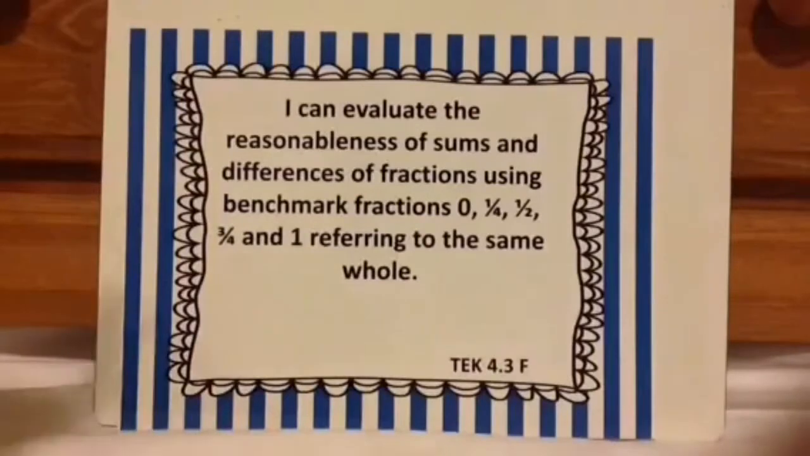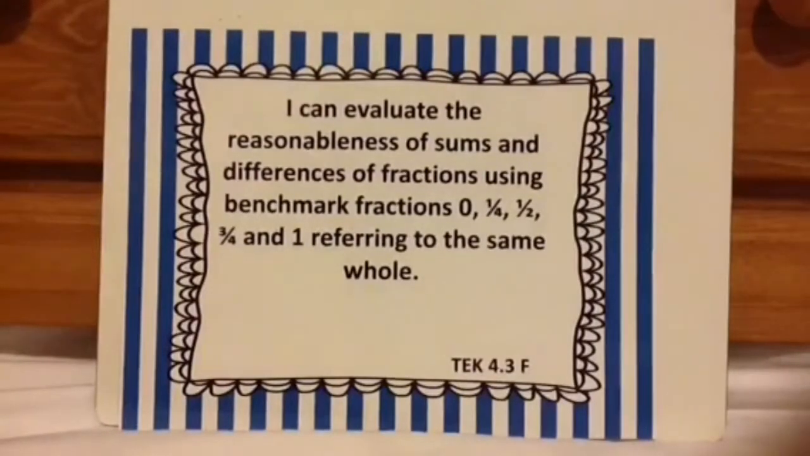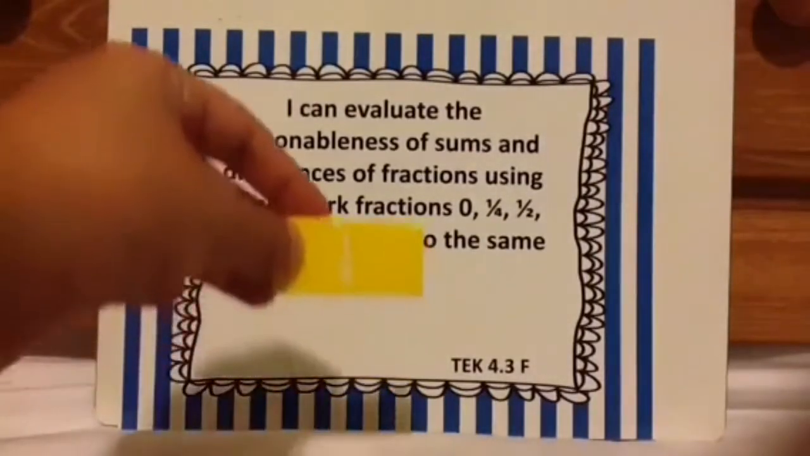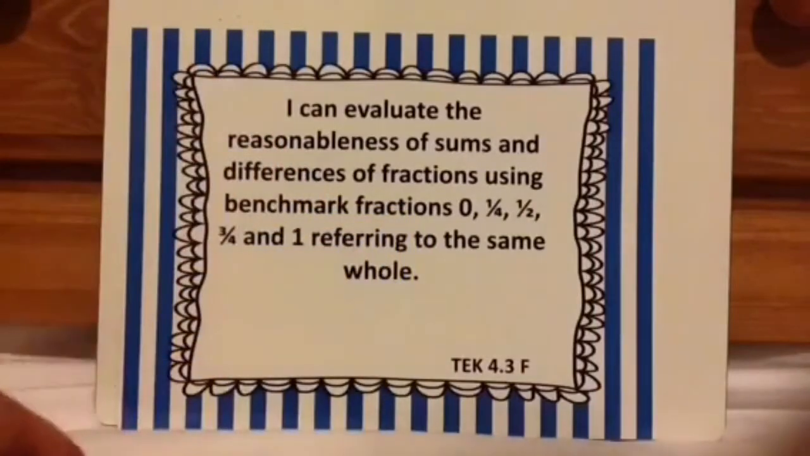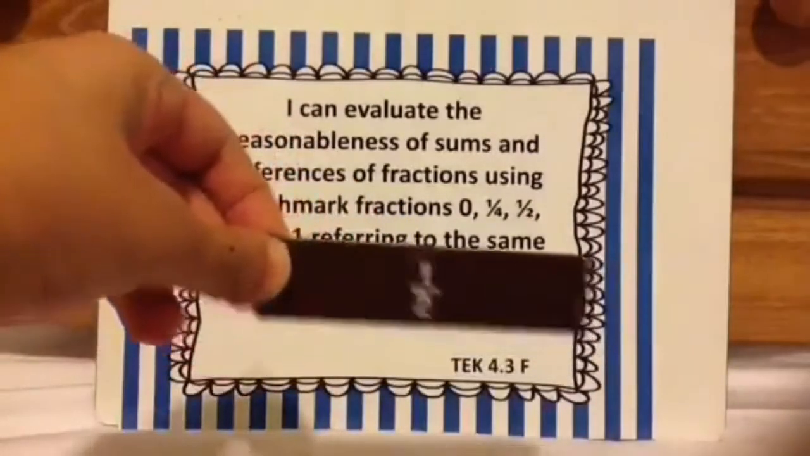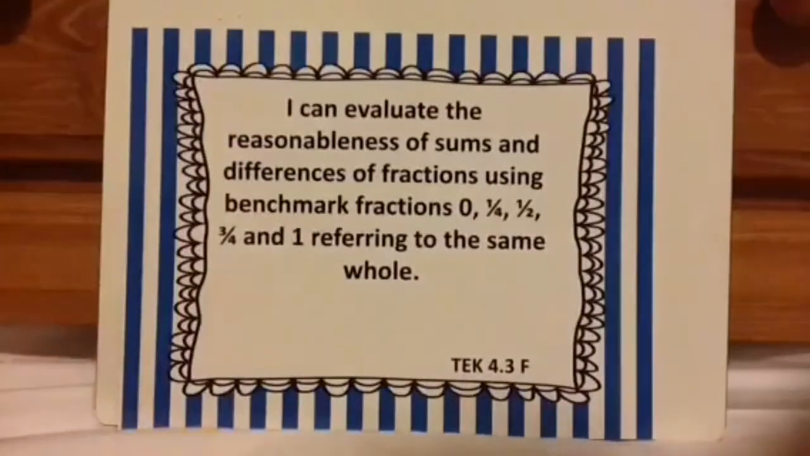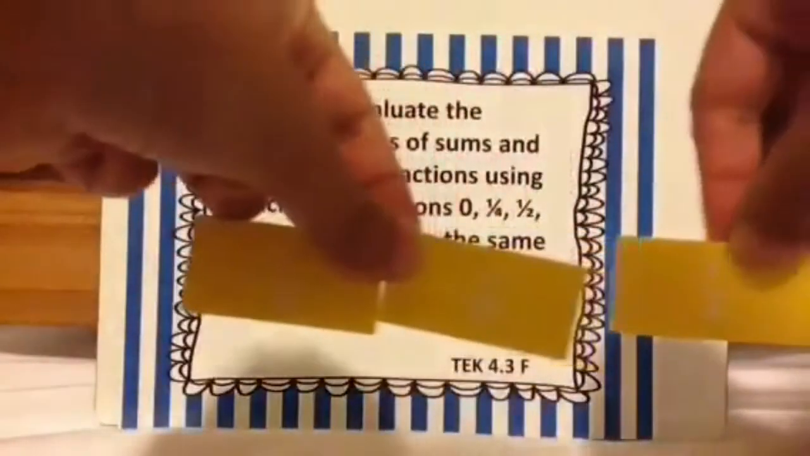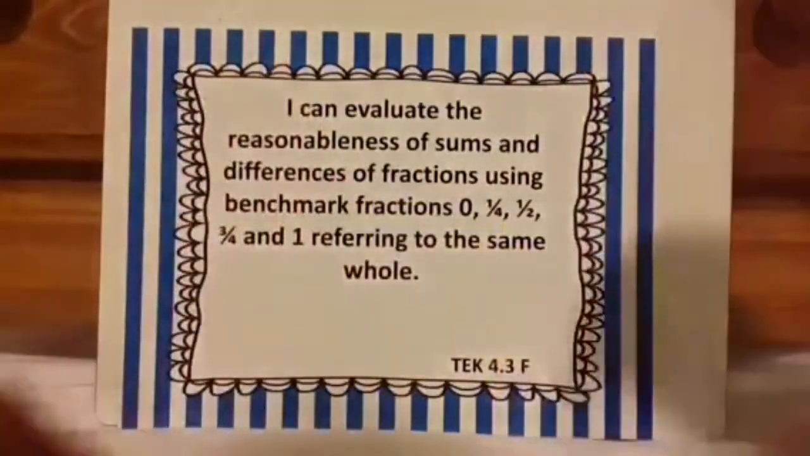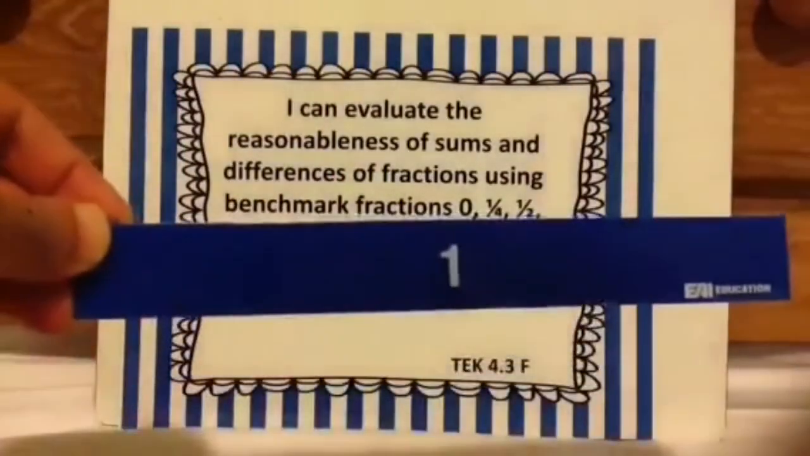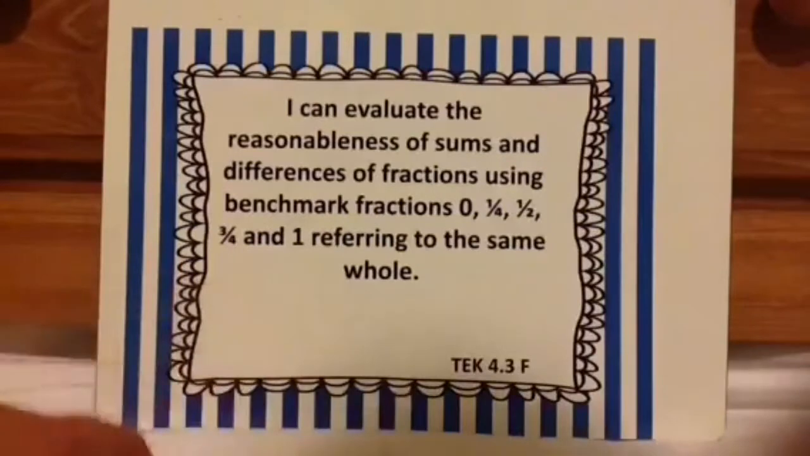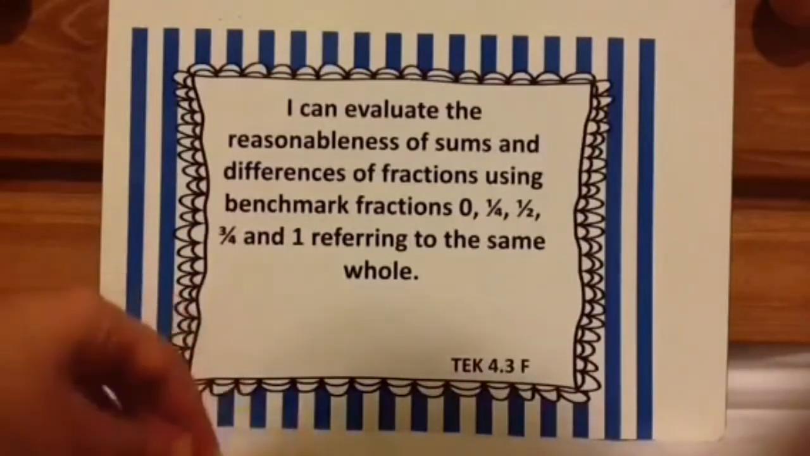So benchmark fractions means you have an idea of what 0 is, and that's basically nothing, or close to 0. You could have just a little bit. 1/4, this is 1/4 right here. 1/2, 3/4, which you're going to need 3 of these, and 1 whole.